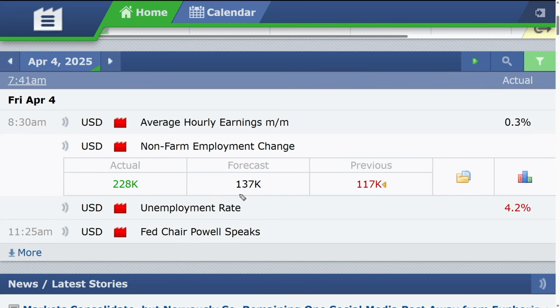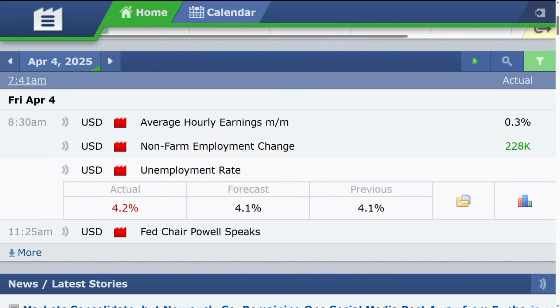So the key thing you want to notice here is that the forecast was 137,000 jobs would be added in March of 2025, but instead we actually got 228,000 jobs added. So the way we would report this is that the actual data came in higher than forecast, which is a good thing for the US economy. This final number is the previous reported number. So this would be not March's data, but February's data, which came in at 117,000 jobs.